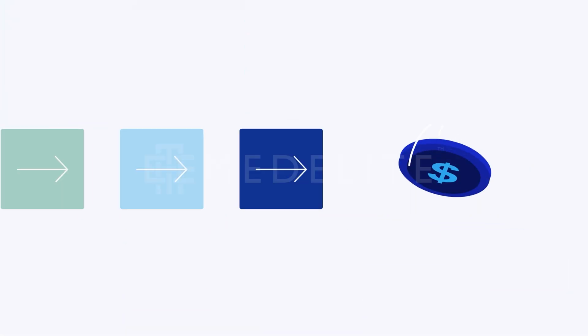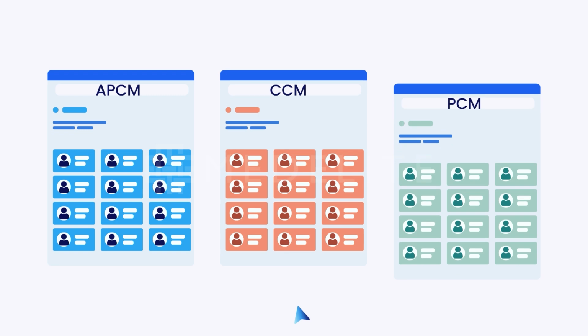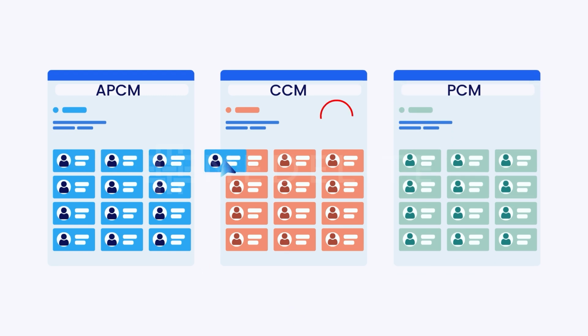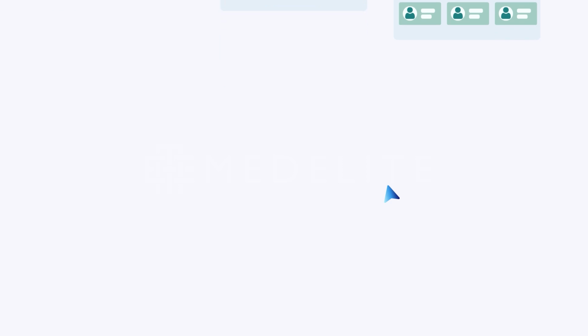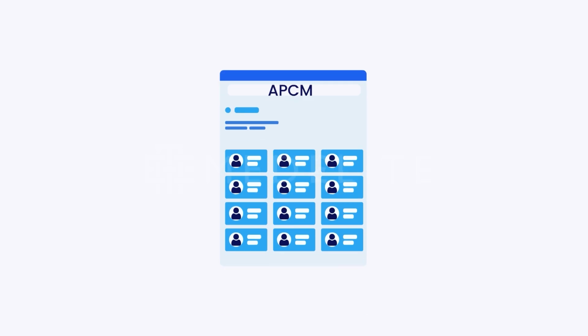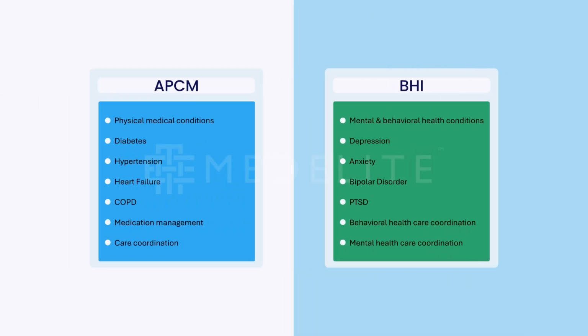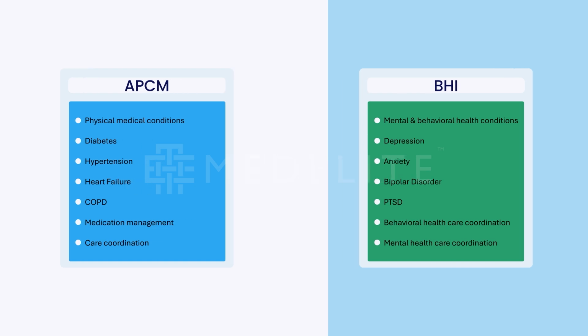Because APCM is a bundled payment, there is an important rule. If a patient is enrolled in APCM, the practice cannot bill CCM or PCM separately for that patient. APCM is designed to cover the primary care management component in one payment. However, you can still perform behavioral health integration, BHI, alongside APCM, because mental health is considered separate from the medical diagnosis management covered under APCM.